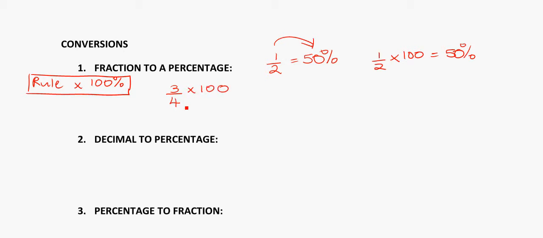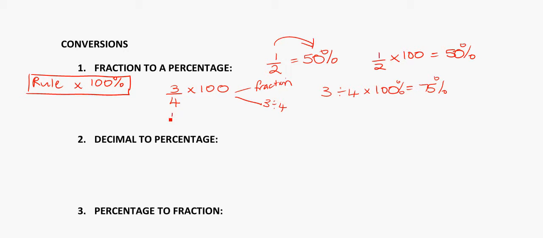Now you can key it in as a fraction with your fraction key, or you can go 3 divided by 4, numerator divided by denominator. So let's do it that way. 3 divided by 4 times 100, and you should get 75, and then you put your percentage sign in. So you're really multiplying by 100%, but don't key the percent in.